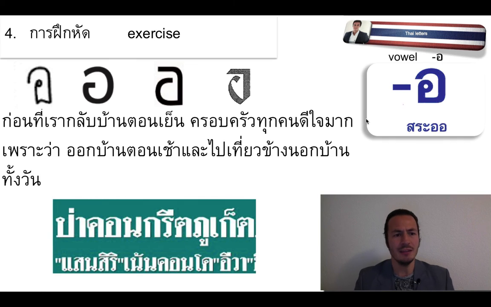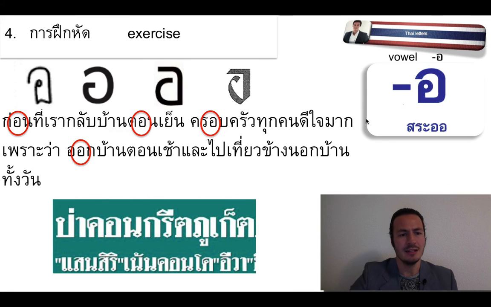Okay, in the first part, in the writing, we have different vowels. So, gone here right at the beginning. ที่เรากลับบ้าน ตอน in the first line again. ครอบ in the expression ครอบครัว ทุกคนดีใจมาก. And in the second line, ออก.